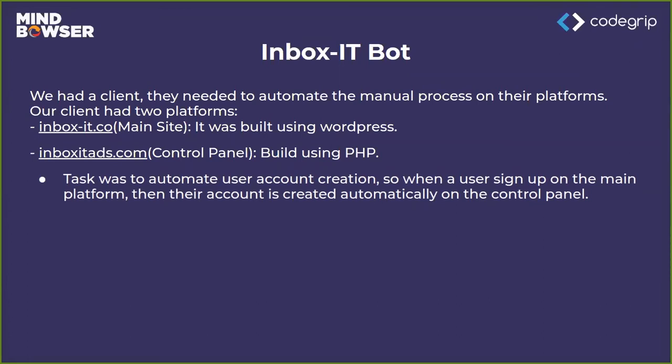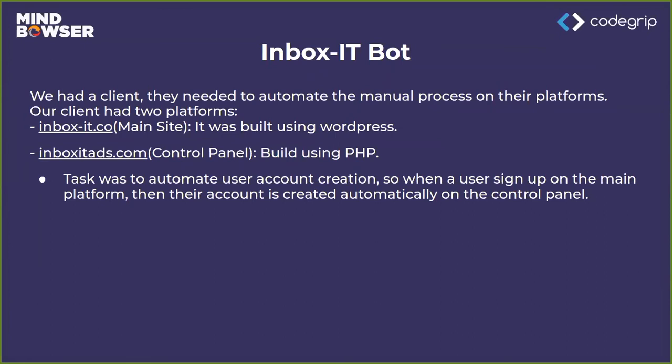And the WordPress site would be providing us webhooks. So we created a Selenium bot with a Flask API. We integrated our Flask API with the WordPress webhook, and whenever a user signs up, we would receive their details like name, address, phone number, country, and the payment status, whether their payment was successful or failed. If it was successful, then we would create the account on the second platform, the control panel. We used Selenium for that.